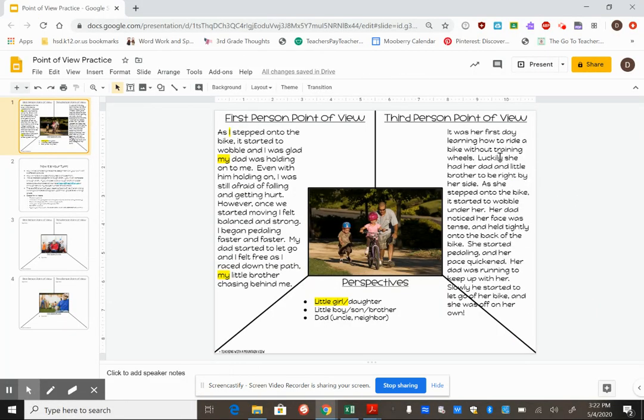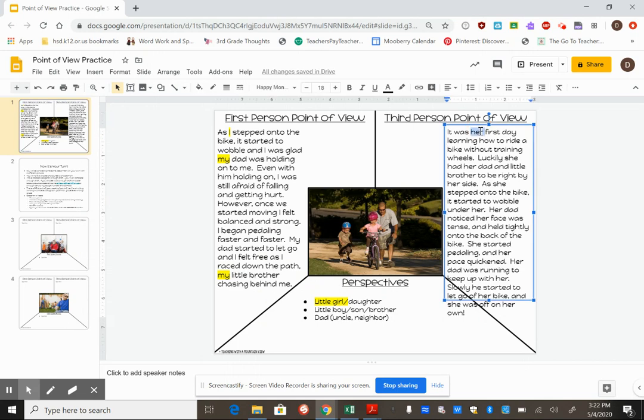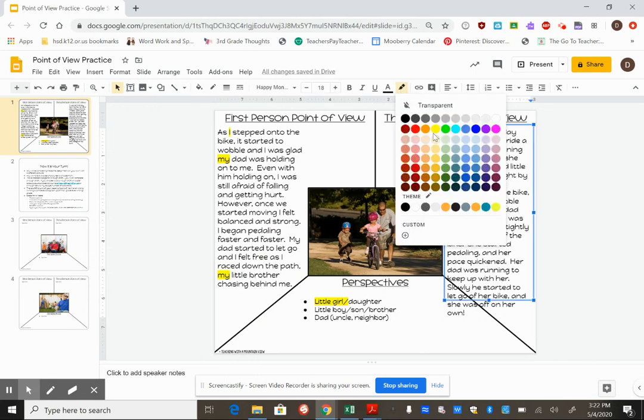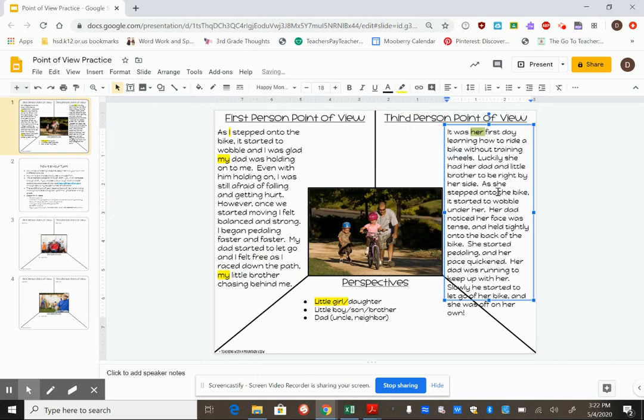So in here, you will notice clue words such as her, she, her dad, her again. So there's lots of those pronouns in there that tell you it's third person.